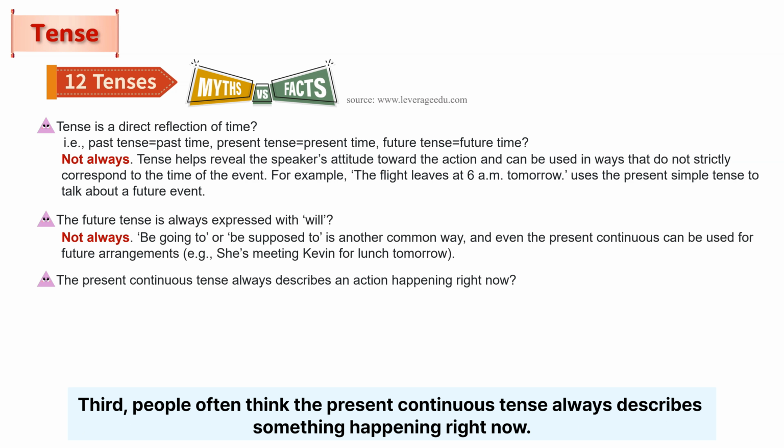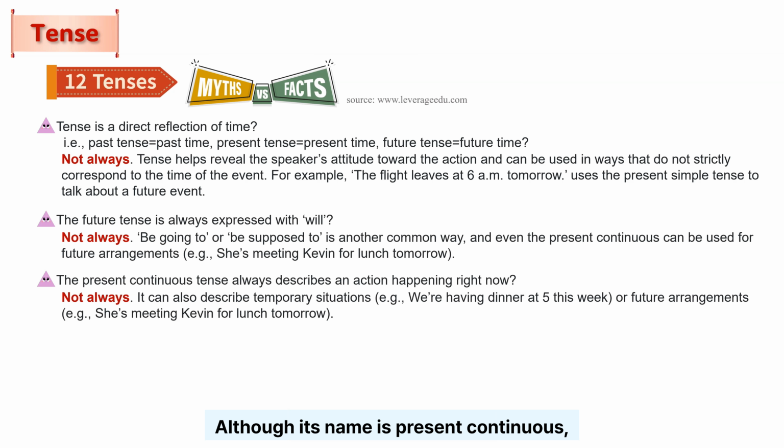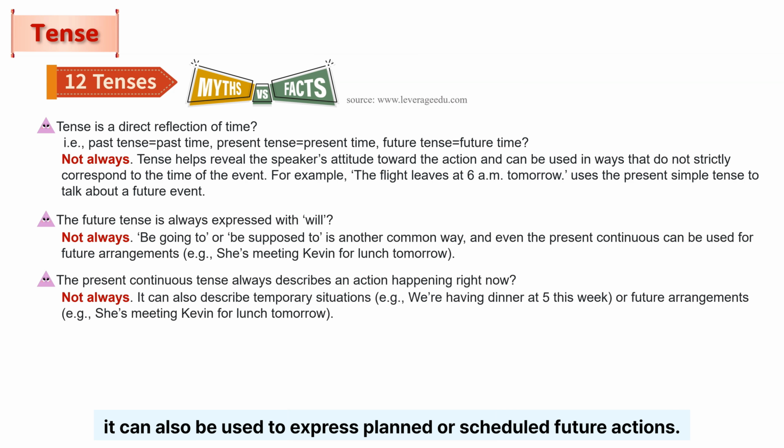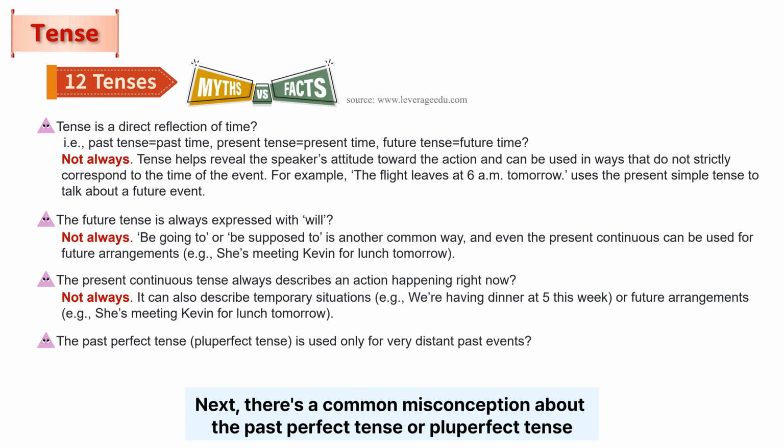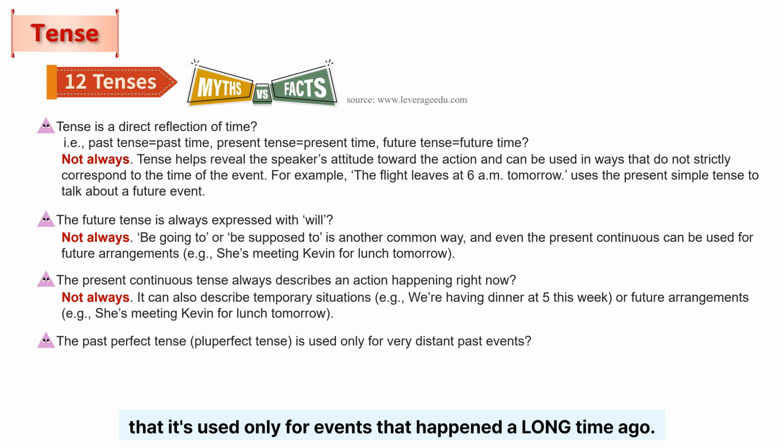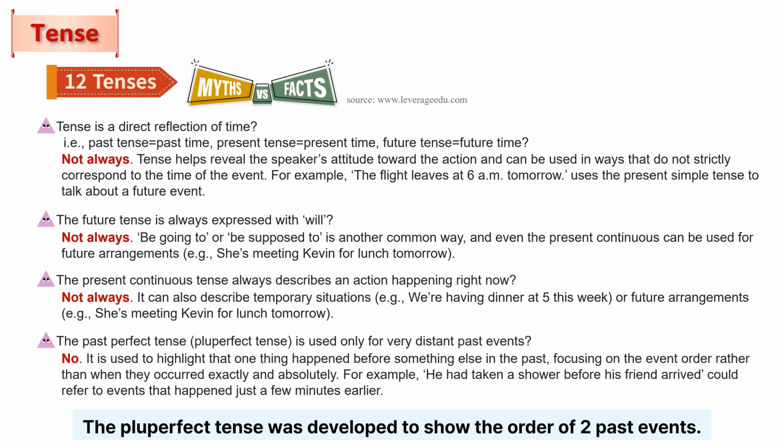Third, people often think the present continuous tense always describes something happening right now. That's not true either. Although its name is present continuous, it can also be used to express planned or scheduled future actions. Next, there's a common misconception about the past perfect tense or pluperfect tense, that it's used only for events that happened a long time ago. Not true. The pluperfect tense was developed to show the order of two past events.